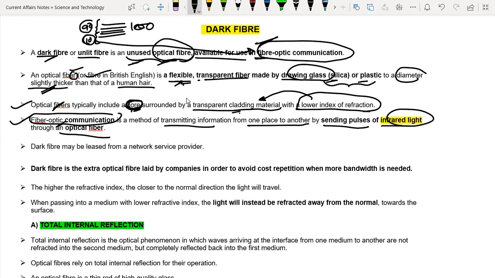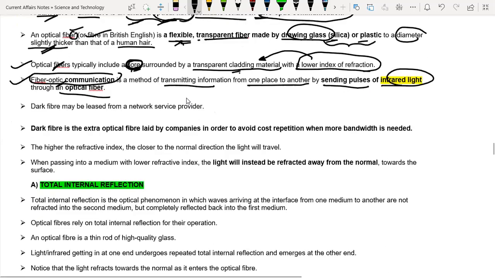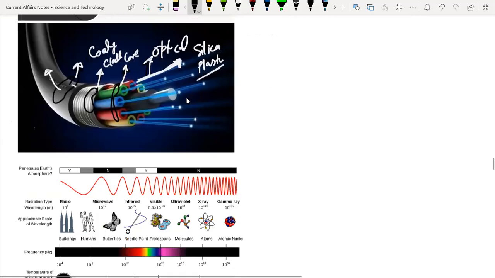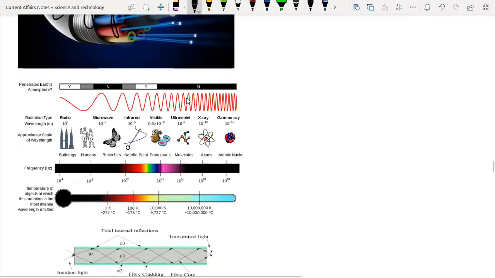So what is infrared light in the electromagnetic wave? When you see the diagram of the electromagnetic spectrum, you can clearly see many types of light given on this platform. In this picture, this is the frequency of light, this is the wavelength of light, and this one is infrared.